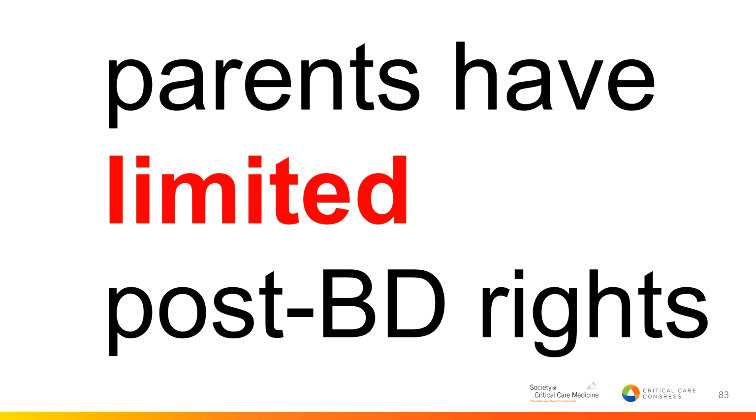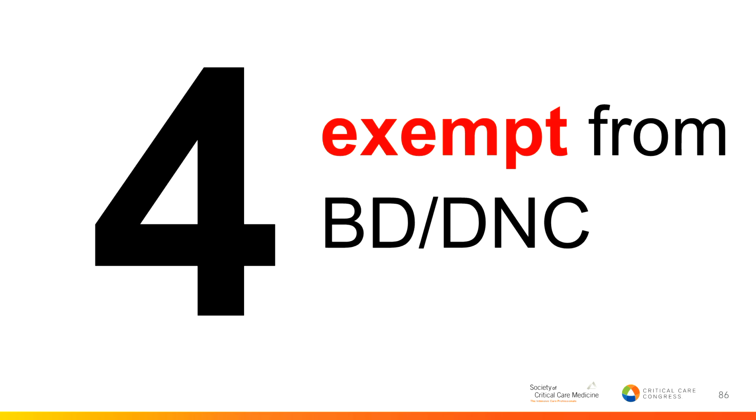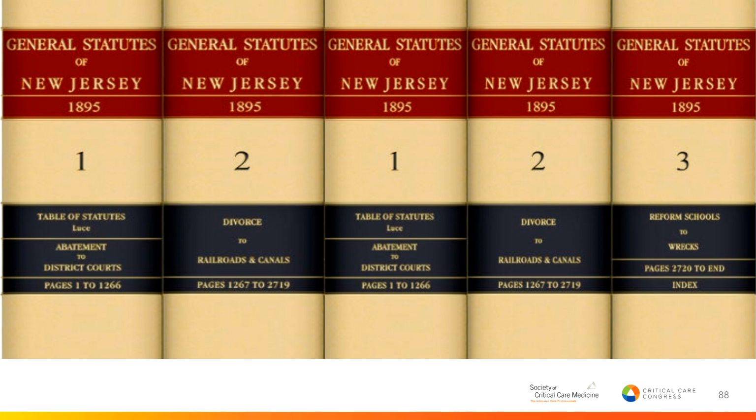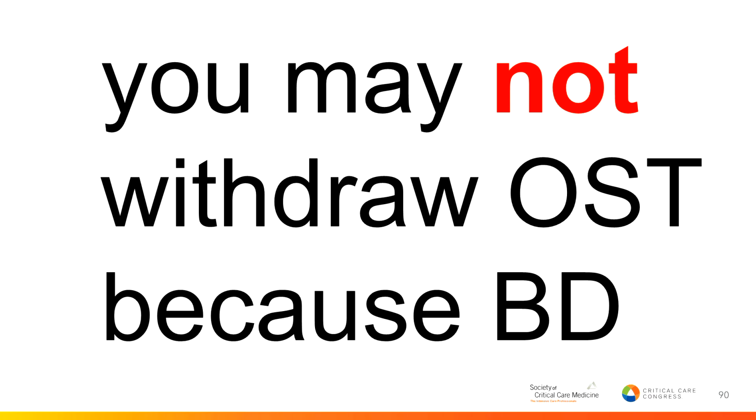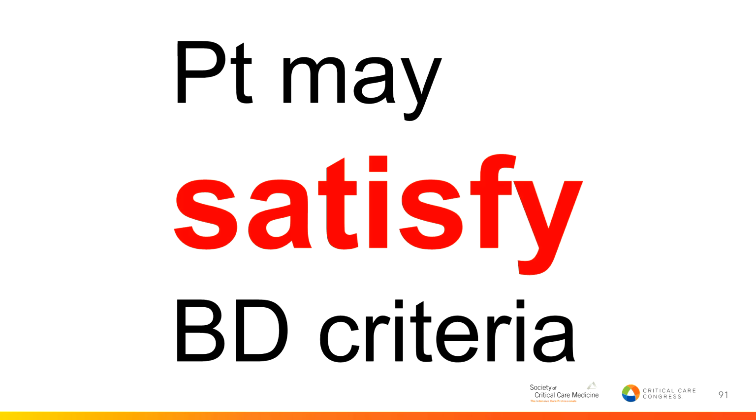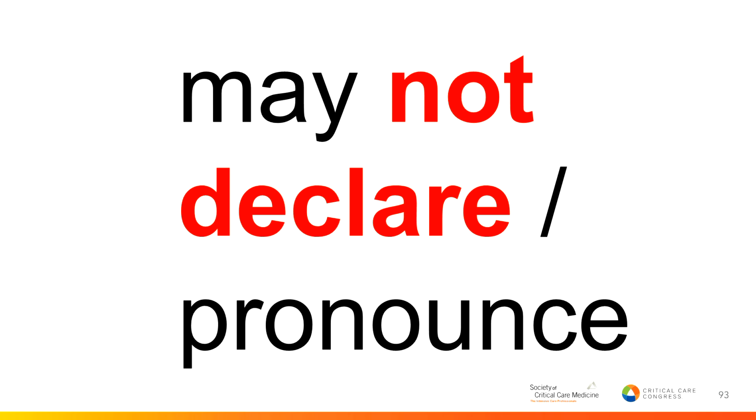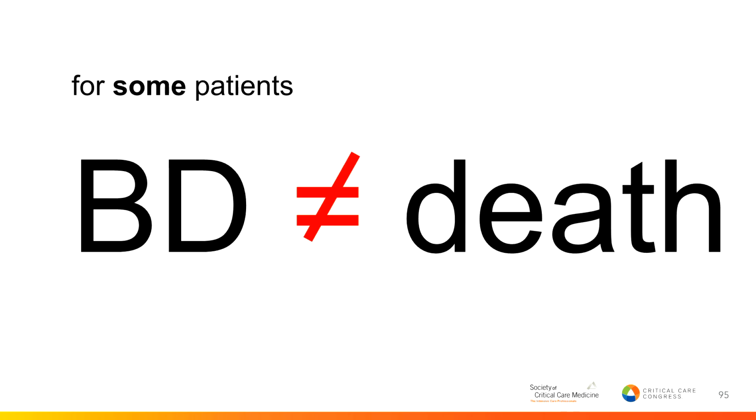Parents have limited post-brain death rights. But there are two exceptions. And that brings us to our fourth point of contestation. Is the patient exempt from brain death? In New Jersey, since 1991, the law has provided that death shall not be declared if that would violate the patient's religious beliefs. You may not withdraw organ-sustaining treatment because of brain death. The patient may satisfy brain death criteria, but you may not declare or pronounce death until the patient meets cardiopulmonary criteria. So for some patients, brain death is not legal death.